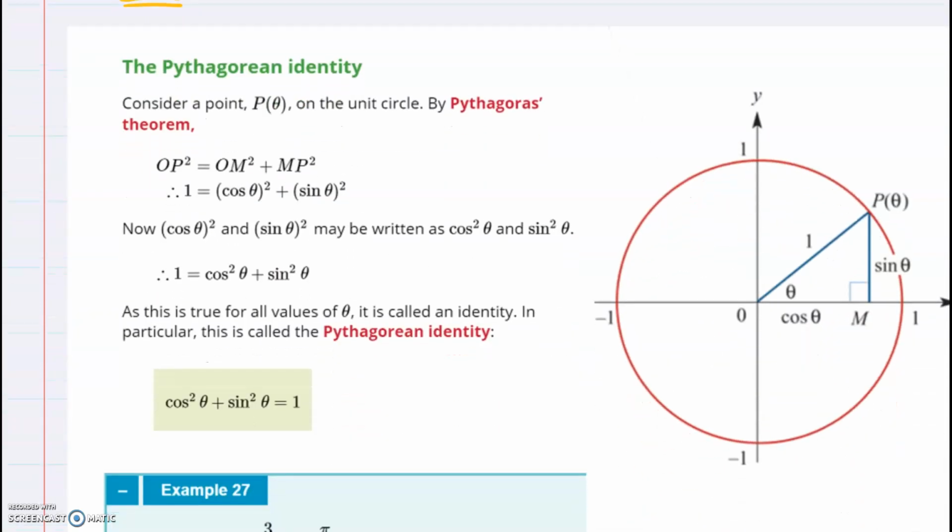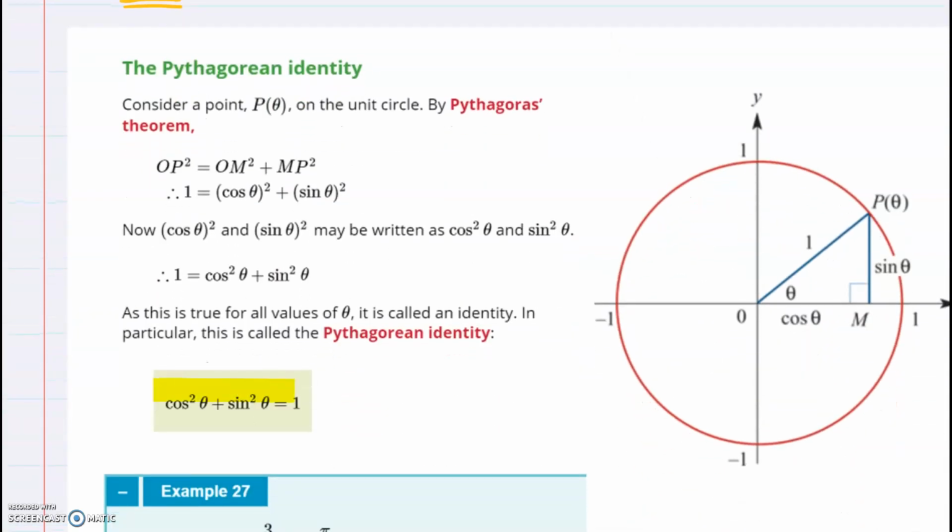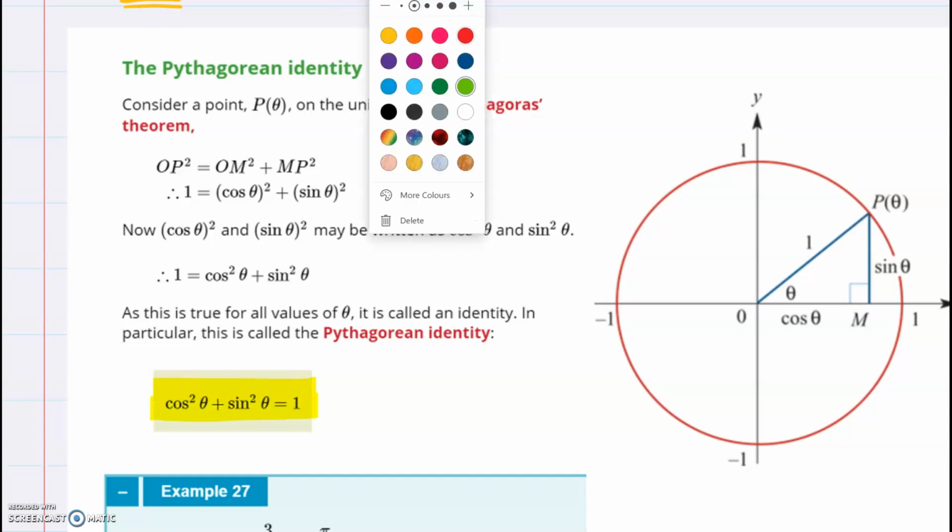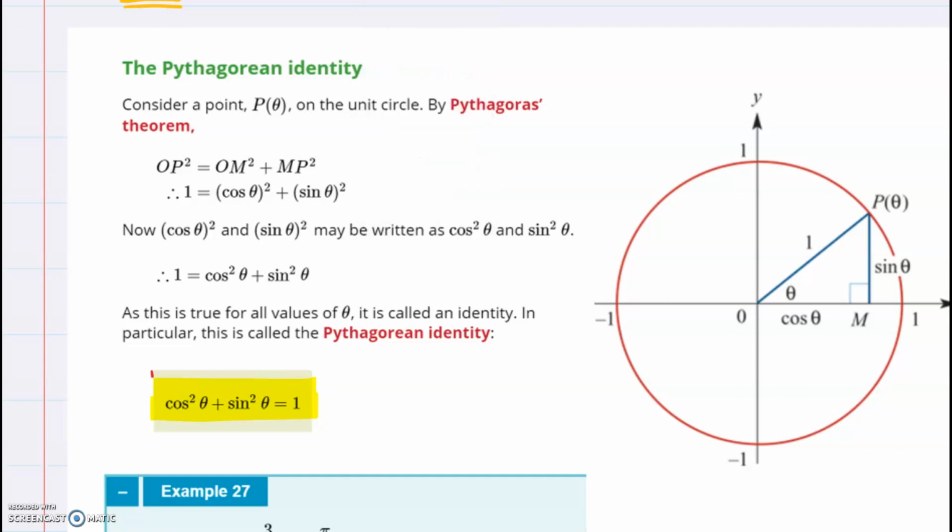In the next one, the Pythagorean identity, this is the formula. We have that cos squared of some angle plus sine squared of the same angle equals 1. And that rule is given to you on your formula sheet, and it holds for anything.